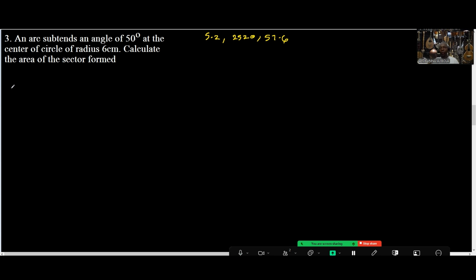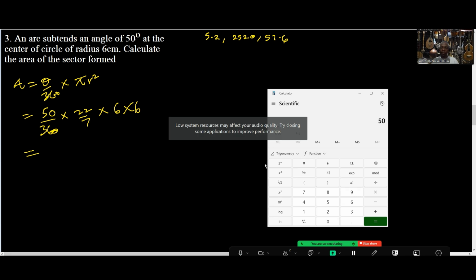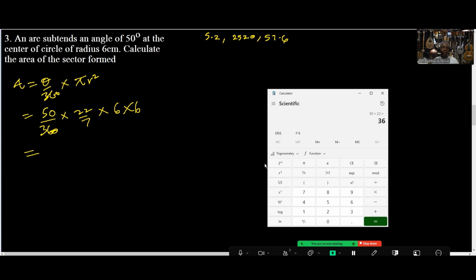The only thing you need to know here is the formula you have to use. Area of sector is theta over 360 times the area of a circle, pi r squared. So theta is 50 over 360 times 22 over 7 times 6 times 6. So we just multiply all of this and divide. We have 50 times 22 times 36, that is 39,600.